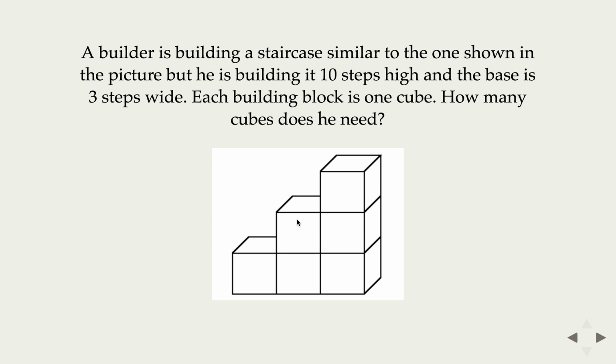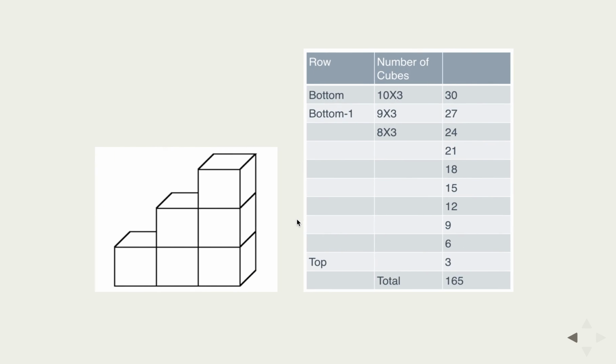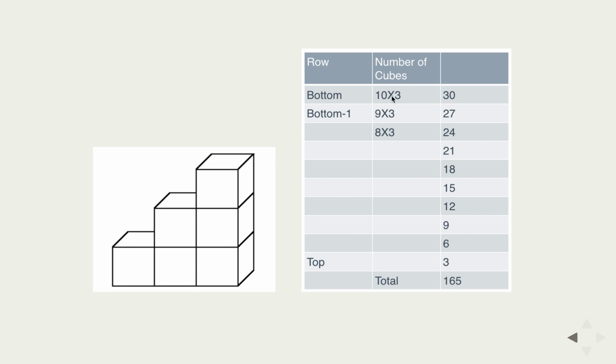So we build a table again with similar logic, and the table says at the very bottom you would have 10 steps, times 3, and each time you decrease by 1, and you times 3. Now 10, 9, 8. You have the numbers, you add them up, and it is 165. So we solved the total number of cubes required to build stairs that are 10 steps high and 3 cubes in width.